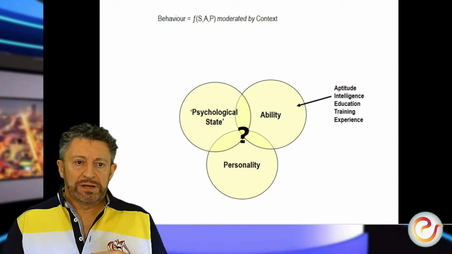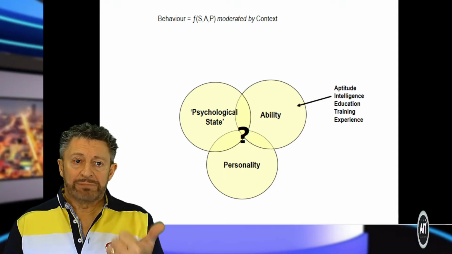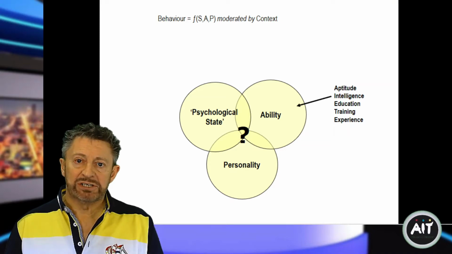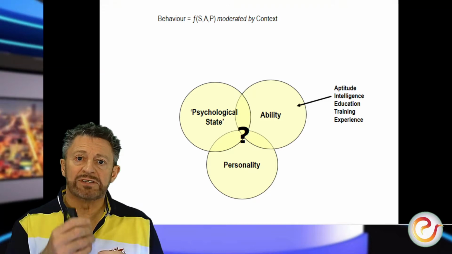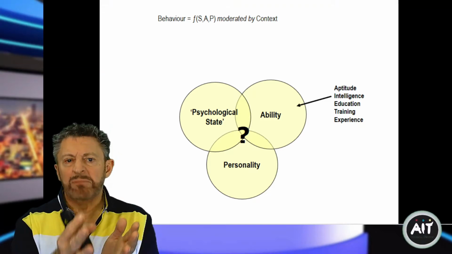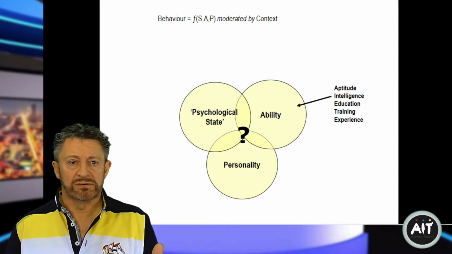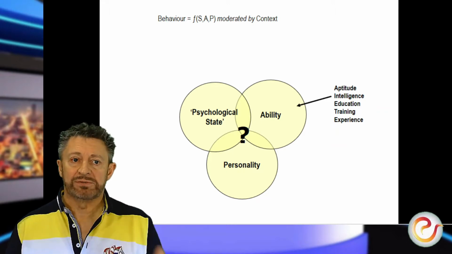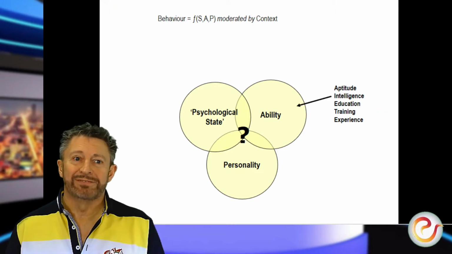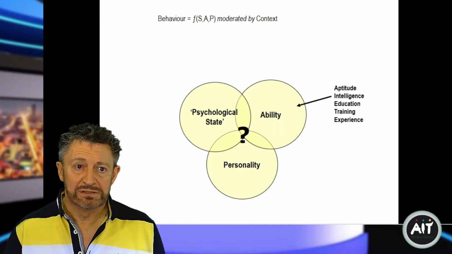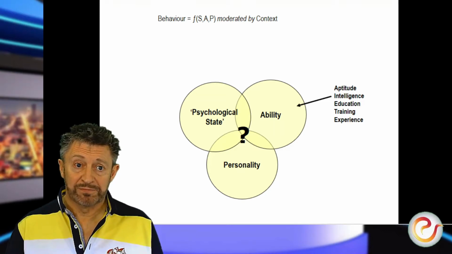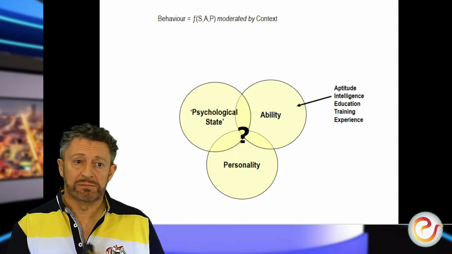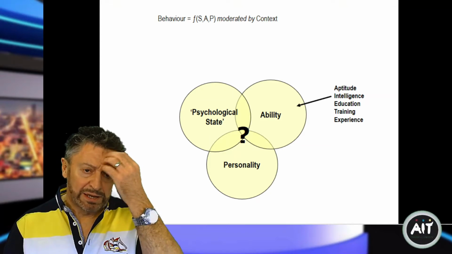So if I just go back here, in terms of our ability, our aptitude, intelligence, education, training, and experience. So combinations of all of these, and we'll have different levels of these abilities. I could say, at 60 years of age, I have aptitude. I would think I have intelligence. I have a lot of education. I've had a lot of training, and I have a bucket load of experience. So what would I bring to a team in that context?